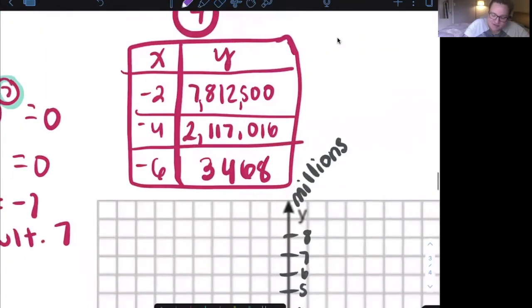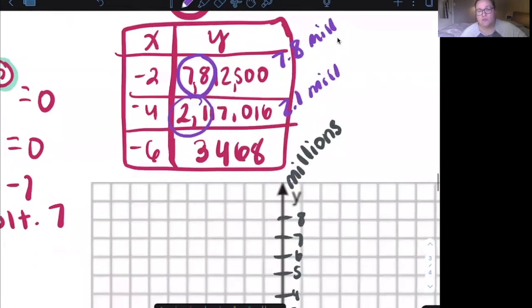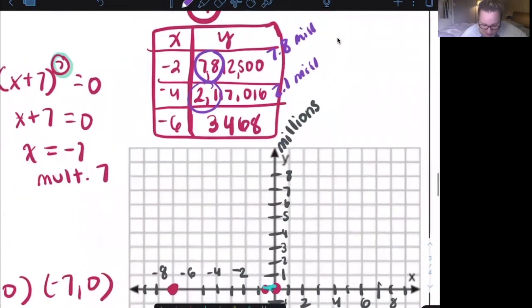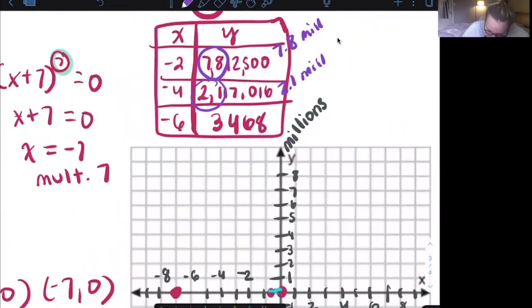So we're going to graph 7.8 million as like, so 7,812,500 is the same as like 7.8 million, right? Then this would be 2.1 million and then 3,468. So let's plot those. So I'm going to plot -2 and then 7.8 million, -4, 2.1 million, and then 3,468 is just going to be ridiculously close to the x-axis.